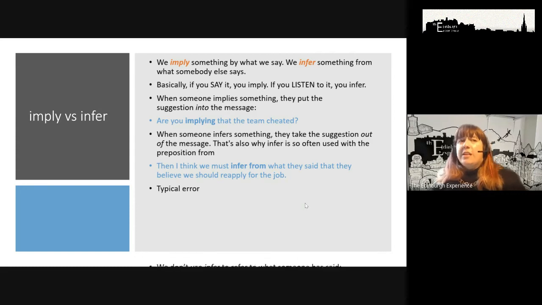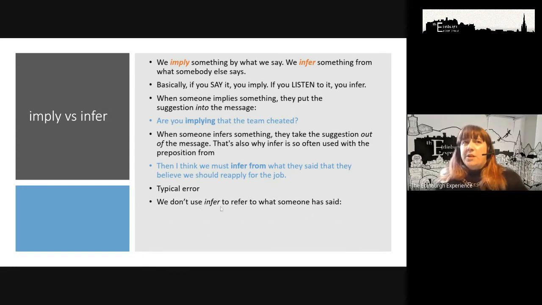A really common error with this is we don't use infer to talk about what someone has said already. So don't say, are you inferring that I cheated? You say, are you implying that I cheated?